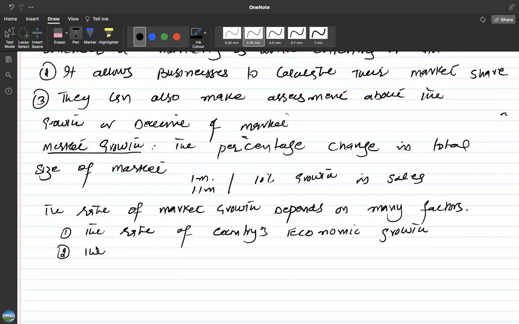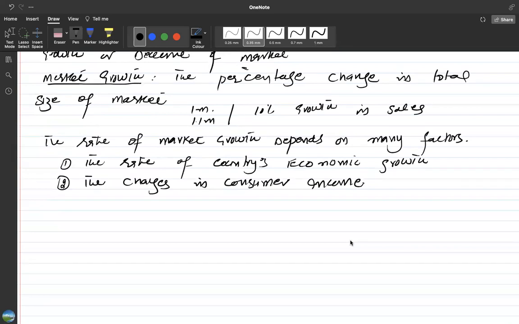The changes in consumer income. If consumers' incomes are increasing, the businesses will also be growing, the market will also be growing, the demand of consumers will also be growing if the consumers' incomes are increasing. But if the incomes are going in a negative way, the growth will fall.